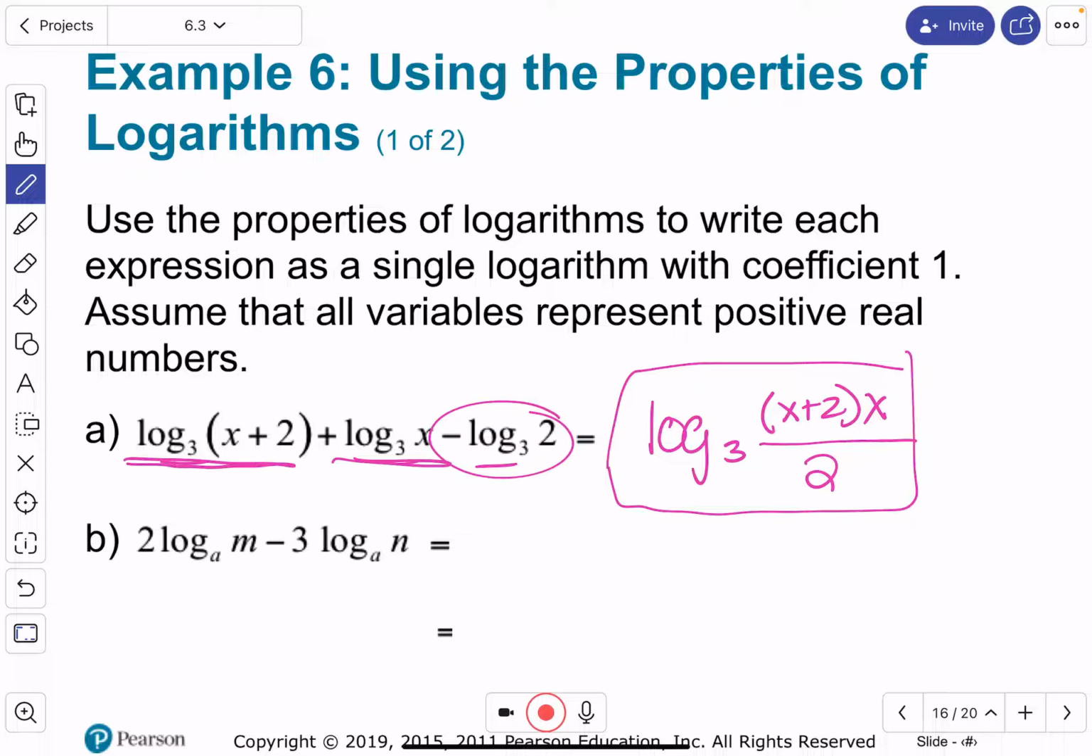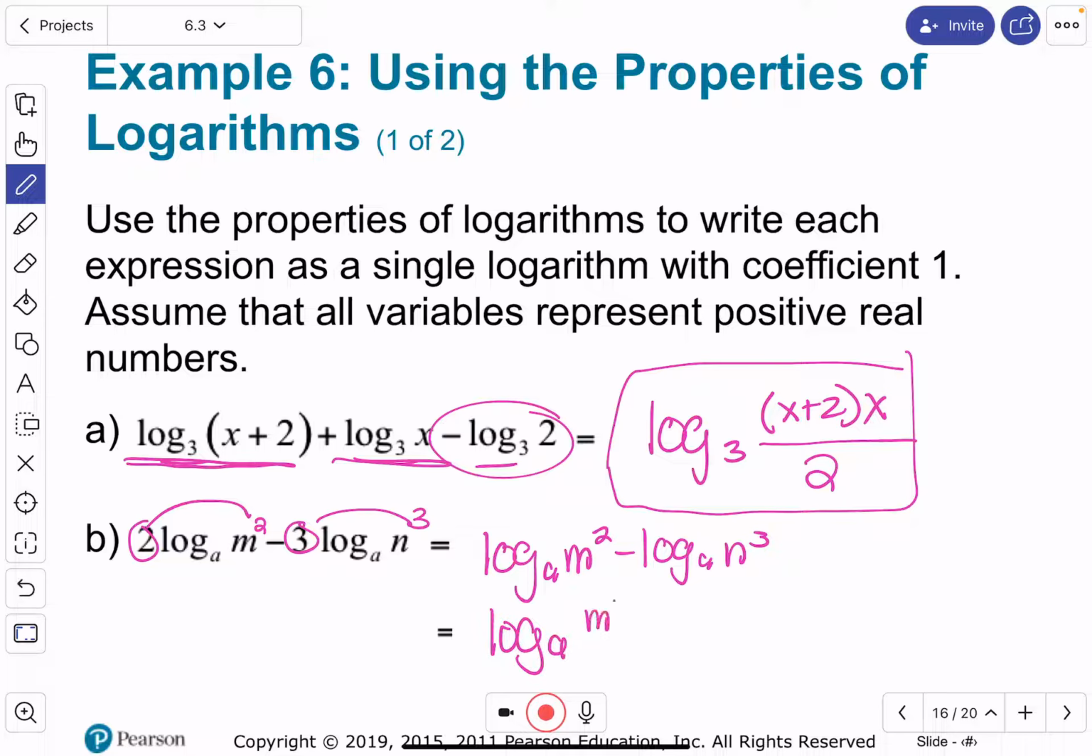For b, the numbers in front become exponents. So this is the same as log a m squared minus log a n cubed. And that subtraction tells us division. So we do m squared over n cubed. So those are just a bunch of ways to break them down. Let's see what else we have in here.